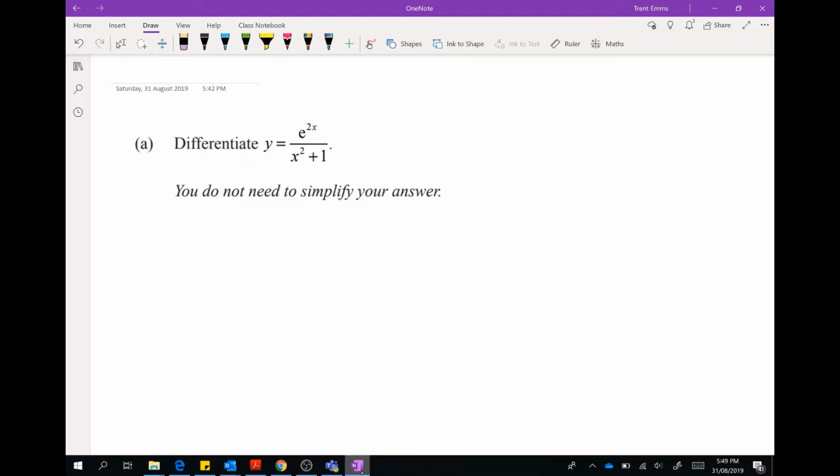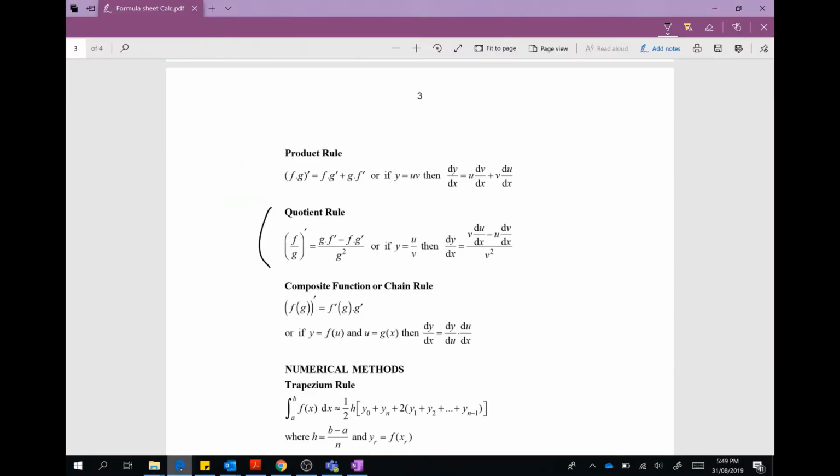It's not too tricky, this question. The only trap that you might fall into is forgetting about the quotient rule. So it's when you've got a function of x divided by a different function of x. So we'll just have a look at the formula sheet because that'll tell us what to do there. If we look here, the quotient rule is right here, so I'll just write that out on the other page.